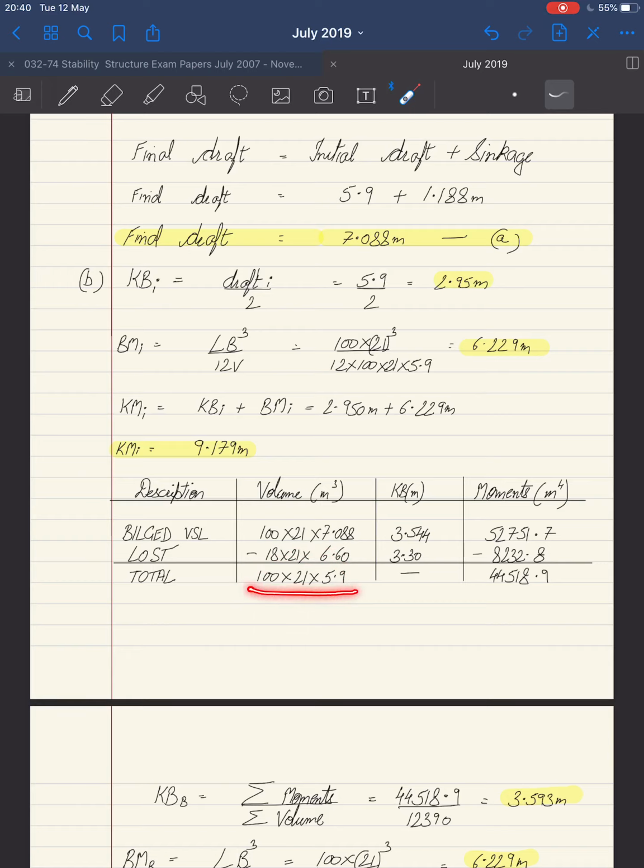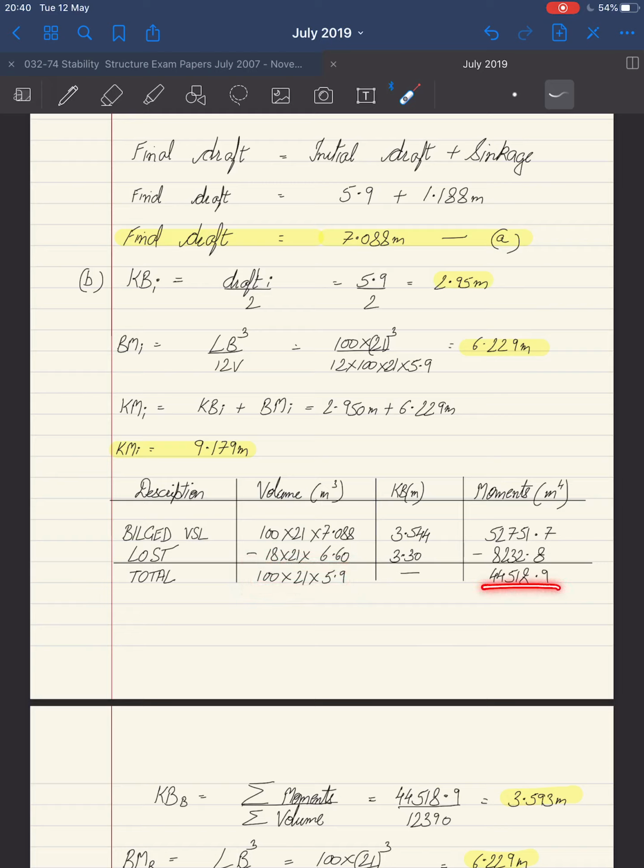I have written this equation here because in the very beginning we had assumed the volume to be constant. So my final volume has to be equal to the initial volume because it is assumed to be constant.